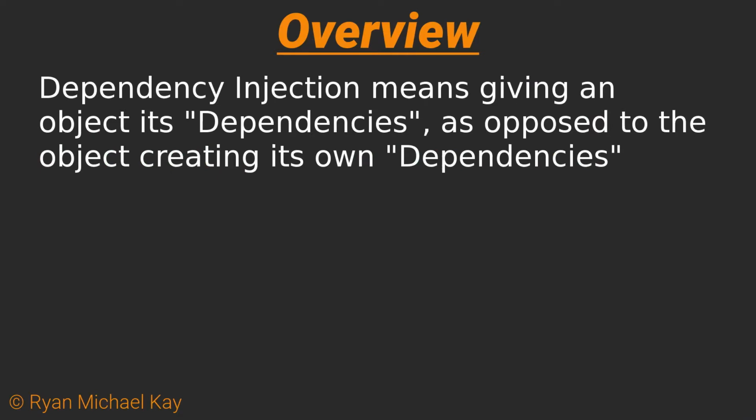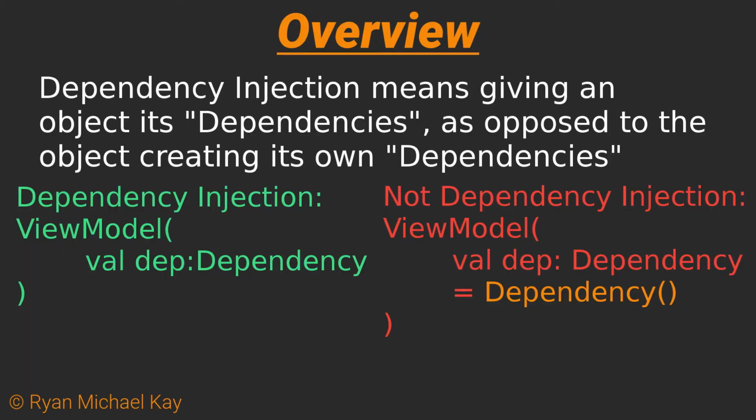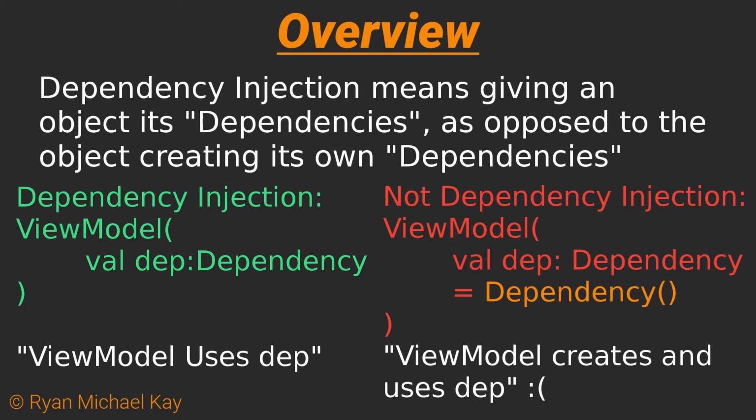Dependency injection in simple English really just means giving an object its dependencies. In the application we've been building, our ViewModel classes talk to repository interfaces to perform I/O operations on the data. These repository interfaces can therefore be said to be dependencies of the ViewModel classes. Again, the key difference here is that if the ViewModel builds its own dependency, as you can see in the right example here, this is not dependency injection.